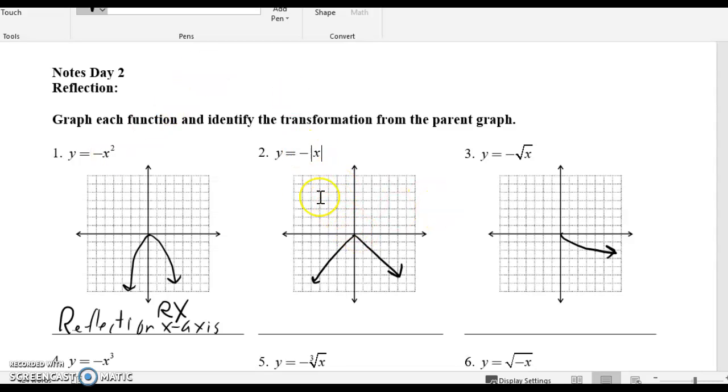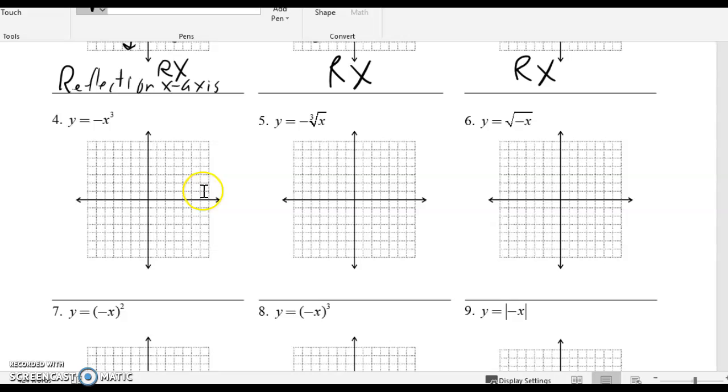So here again, normally it looks like a V opening up, negative outside. We reflect it up and down, so this is a reflection over the x. And then this normally, square root, looks like half of our parabola this way. You reflect it down, you're reflecting that over the x-axis. Okay? Now we have a cube function.